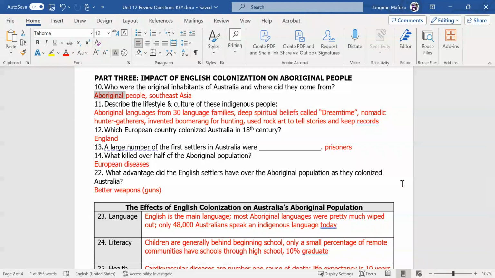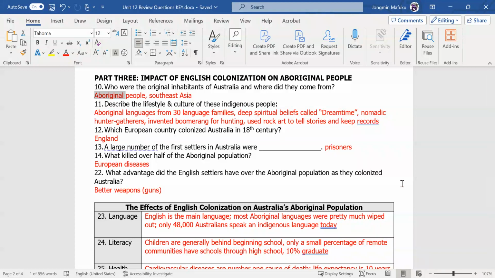Number 11. Describe the lifestyle and culture of these indigenous people. So, Aboriginal language from 30 language family. They also have a deep spiritual belief religion called Dreamtime. And make sure you know how they were told these Dreamtime. It wasn't that they wrote a Dreamtime book. It's not that they made a movie about Dreamtime. No, they told it. It was orally. The great grandparents pushed down the Dreamtime story. It came down, passed down, down, down.